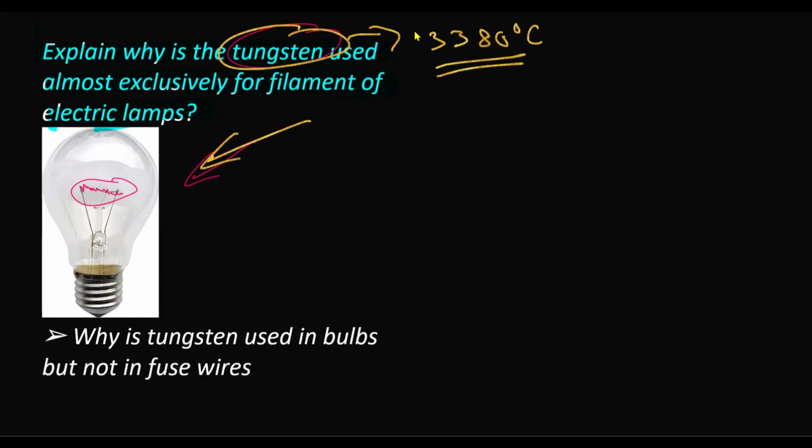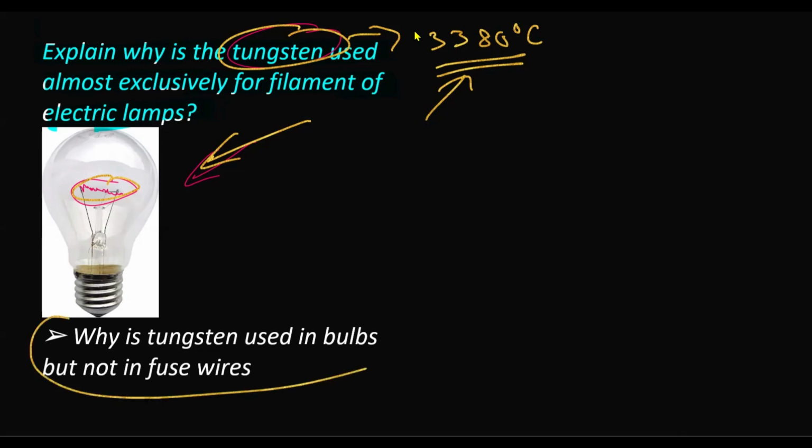When we switch on the bulb, the filament becomes very hot and starts to glow. Its melting point is very high, so it does not melt. That's the reason, because of the high melting point, and its resistivity is also high. Therefore it glows on heating.